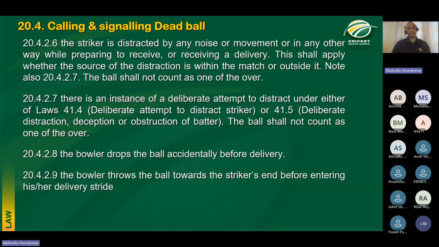If the bowler throws the ball towards the striker's end, and emphasis on striker's end, before entering the delivery stride, call and signal dead ball. The law allows the bowler to throw the ball at the non-striker's end to try to run out the non-striker, but the bowler is not allowed, while running in, to throw the ball at the striker's end. And if that happens, you need to call and signal dead ball.